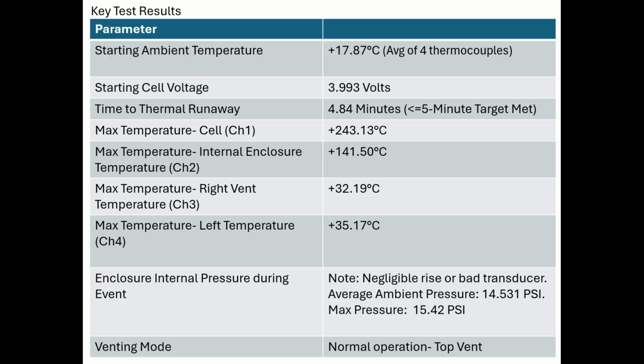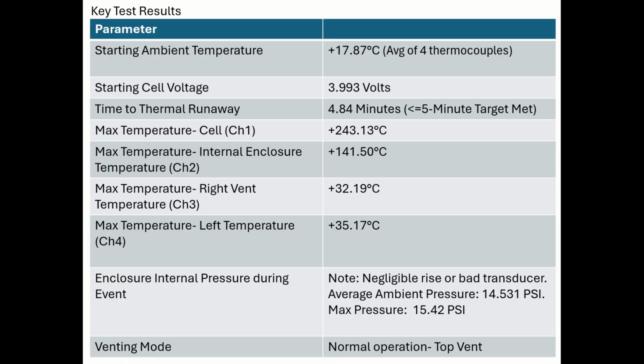The max temperature for channel 1, the cell temperature, was 243.13 degrees Celsius. The max temperature for the internal enclosure temperature was 141.5 degrees Celsius. The max temperature for the right vent, channel 3, was 32.19 degrees Celsius. The left vent temperature max was 35.17 degrees Celsius. So as you can see, there wasn't much of a temperature rise from the vents. The vents didn't really do a whole lot. The enclosure was not sealed, so it pretty much leaked from everywhere. And the vents were pretty small too.